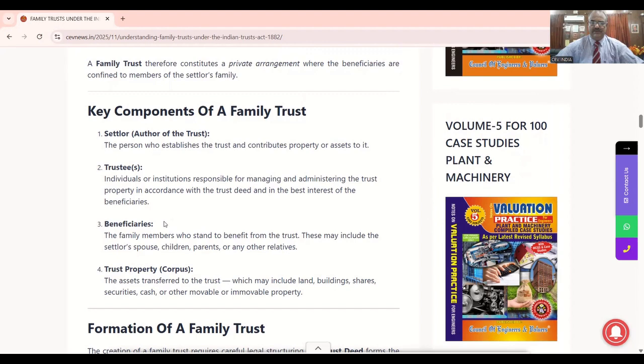Now, the trustee. Who is known as the trustee? Individuals or institutions responsible for managing and administering the trust property in accordance with the trust deed and in the best interest of the beneficiaries. See here, the trustees can be individuals or institutions on whom the settlor depends or whom the settlor authorizes to act as a trustee.